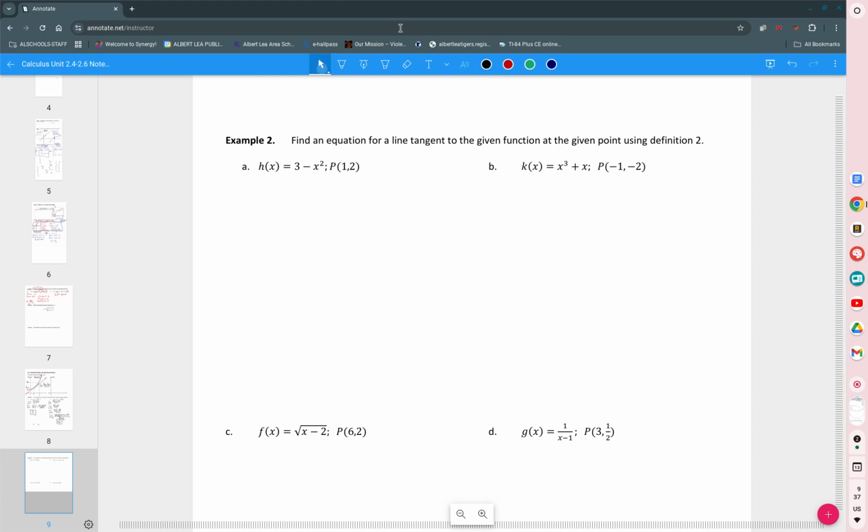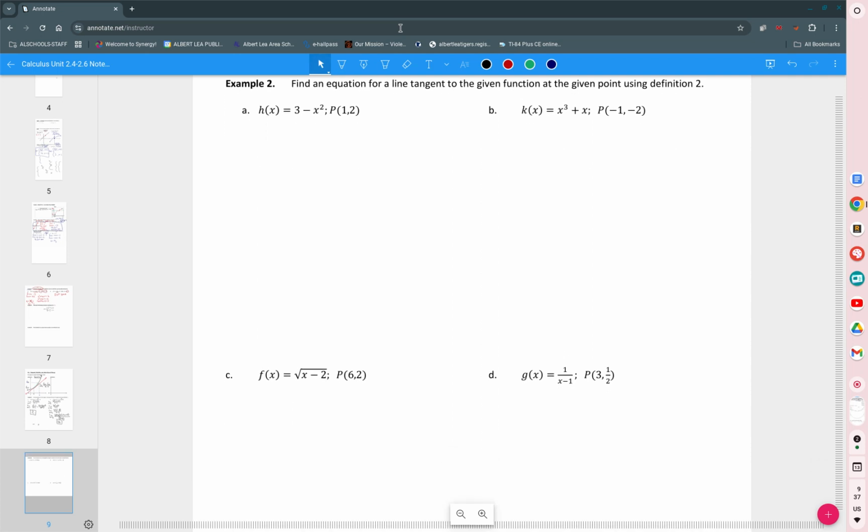This is vector stuff. We're going to skip letter A. We're going to move to letter B.